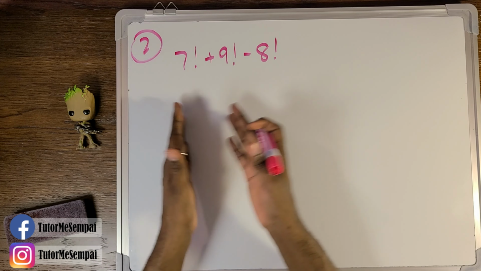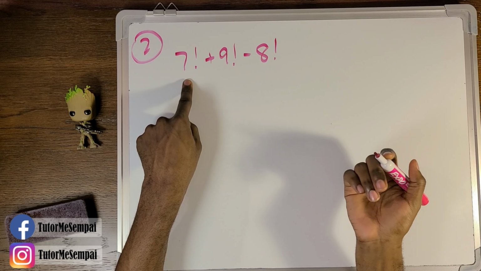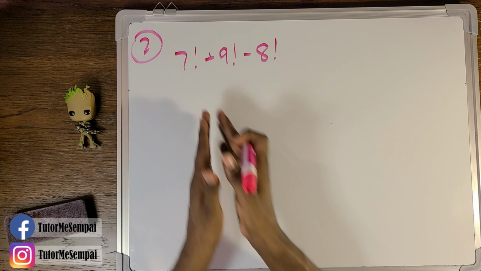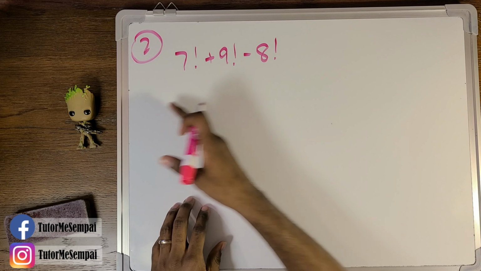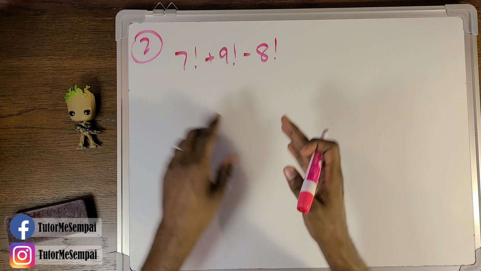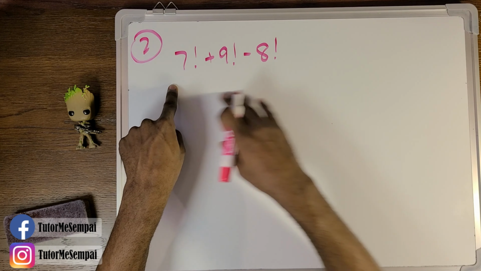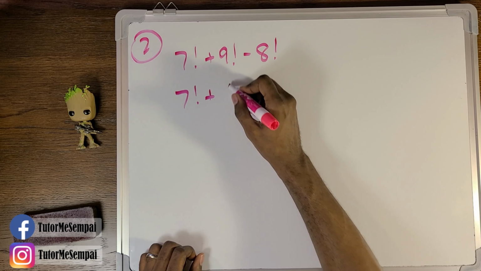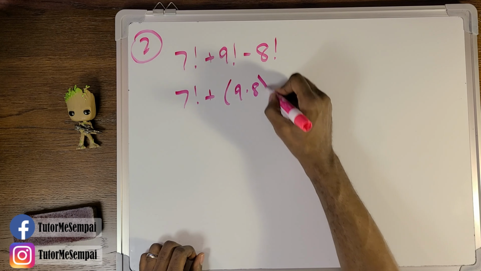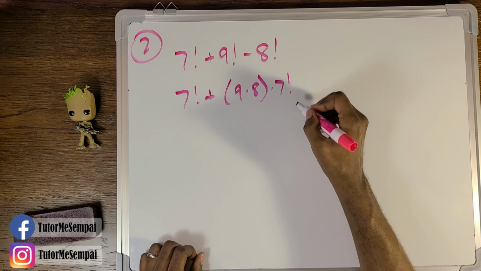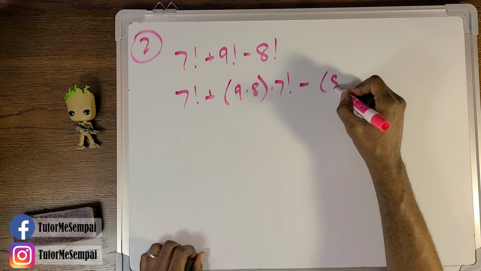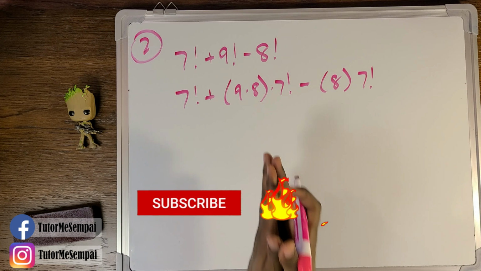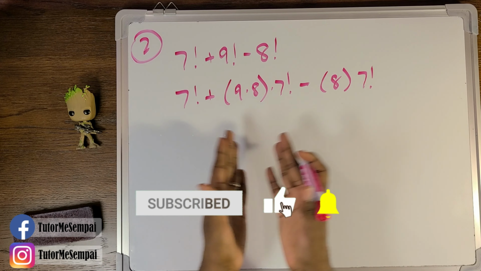So which one is going to be the smallest factorial? Well, 7 is going to be the smallest factorial. So let's focus on extracting 7 factorial out of everything. But first, let's rewrite these so it's more obvious that we have 7 factorial in everything here. So this is going to be 7 factorial plus parentheses 9 times 8 times 7 factorial minus parentheses 8 times 7 factorial. Writing like this makes it really obvious that 7 factorial is in each one.